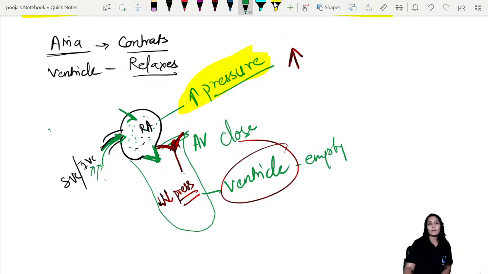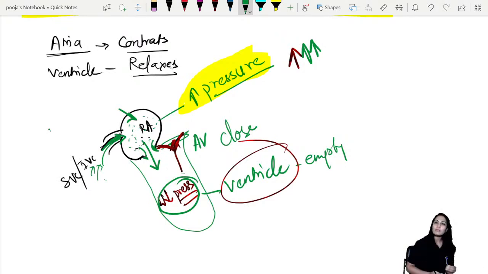Whenever the atrial pressure is going to be more than this ventricular pressure, what is going to happen? These valves will be open. So these AV valves will be open. As soon as the pressure goes beyond the ventricular pressure, the valves are going to open, and the blood from the right atria is going to move into the right ventricle, right? Very, very easy. Again the same thing happened over here. First of all, the pressure changes, and then the volume changes.